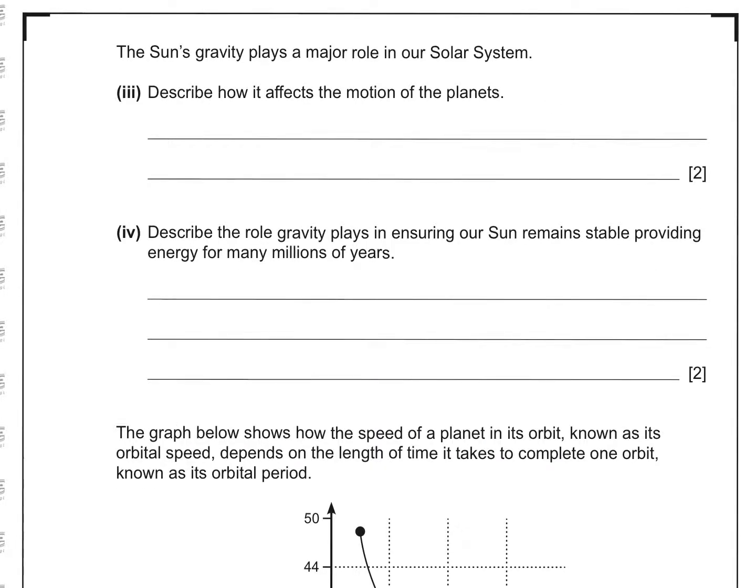The Sun's gravity plays a major role in our solar system. Part 3, describe how it affects the motion of the planets. Well, remember, it's gravity that's keeping the planets in orbit, so it's gravity that's providing the force that keeps things moving around something, and we call that the centripetal force.